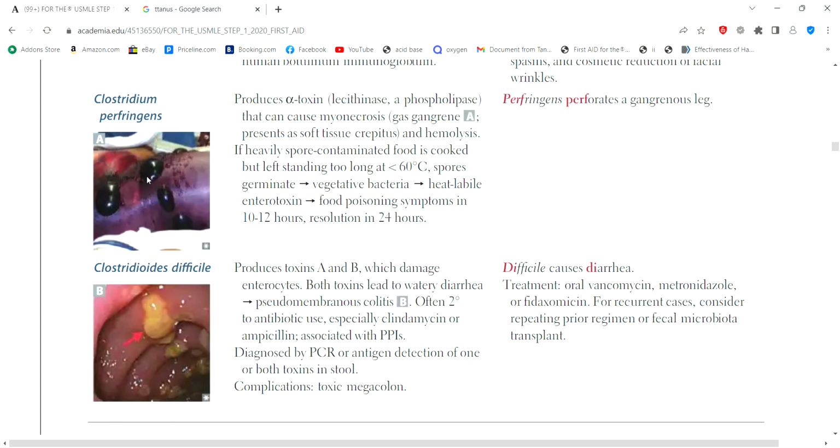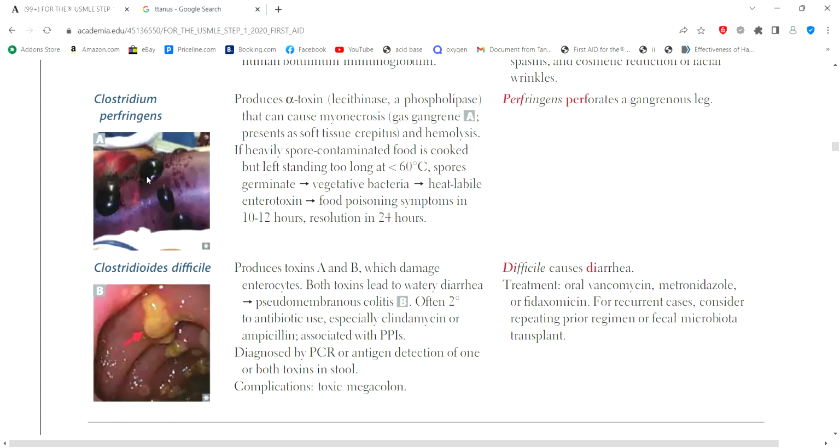So for gas gangrene, you hear crepitus, which is the sound of air bubbles in tissues when you touch the necrosis. And the hemolysis is due to the RBC cell membrane being broken down because it's made out of phospholipids.